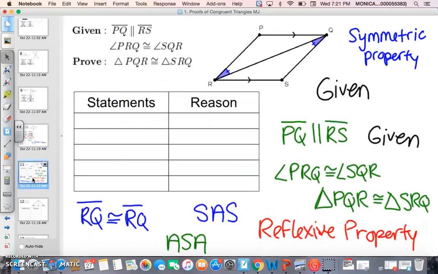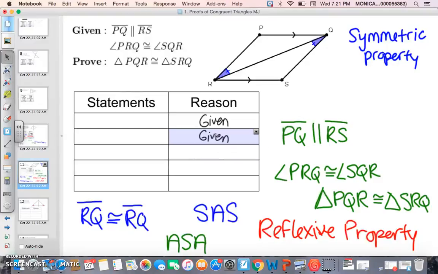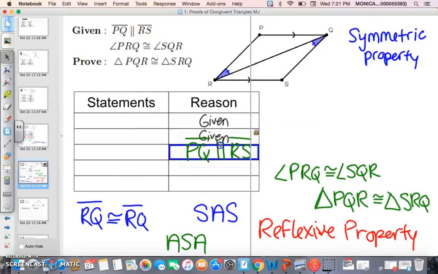All right, let's do another one together, and then I think you'll be ready to practice. So once again, I'm going to start with my given statements. That one's given, and this one's given. All right, I'm going to say PQ is parallel to RS.